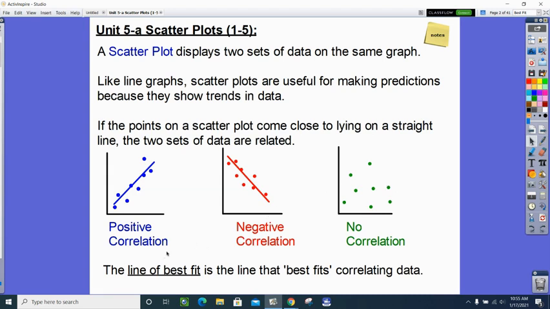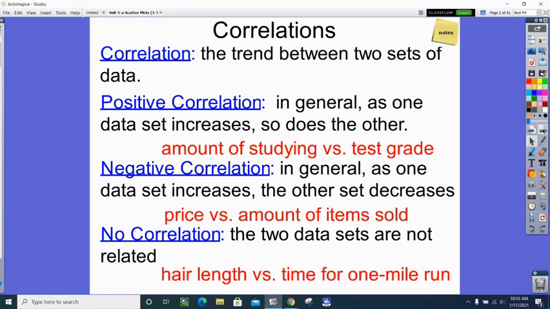Now, the term trend line can also be replaced with the line of best fit. And if you can put in a line that best fits into the data, that will show that there is a correlation, there is a connection, there is a relationship between those two sets of data. So let's get away from the math theory and talk about real world examples. So again, a correlation is the trend between two sets of data.